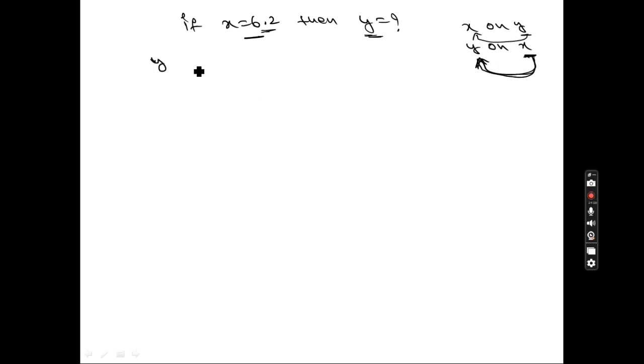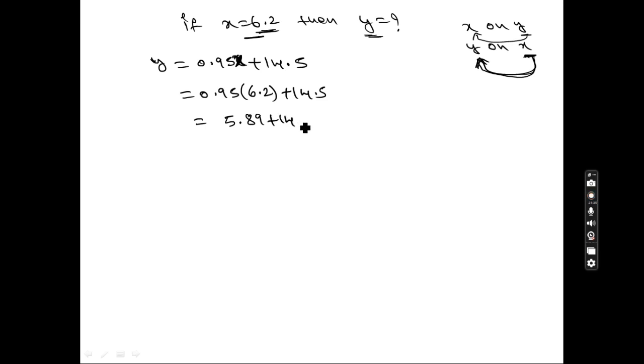You know, just now we calculated the y on x equation. What is the y on x equation? y equals 0.95x plus 14.5. So x is given as 6.2. In place of x you replace the value 6.2. It will become 5.89 plus 14.5. So total, therefore, y is equal to 20.39 you will get. So this is the problem.